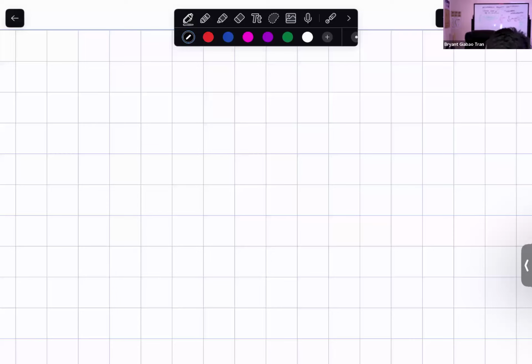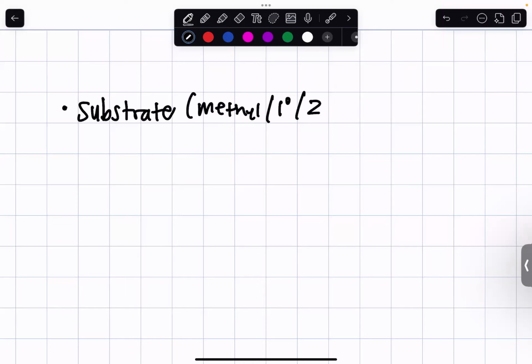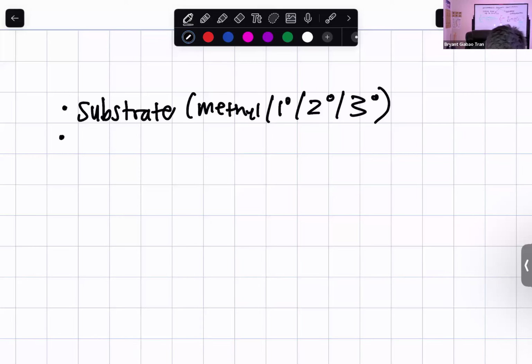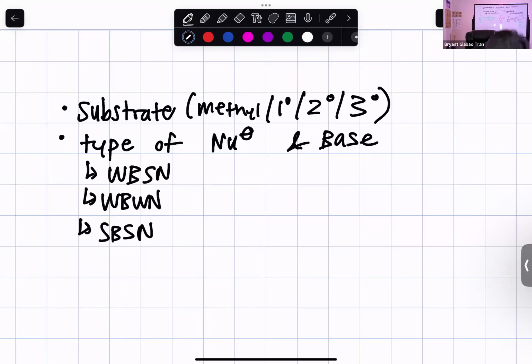Right. So the conditions we always have to look out for are, first, what type of substrate we have: a methyl substrate, a primary, a secondary, or a tertiary substrate. And the other important factor is what type of nucleophile and base we have. There are four types I look out for: a weak base, strong nucleophile; a weak base, weak nucleophile; or a strong base, strong nucleophile.